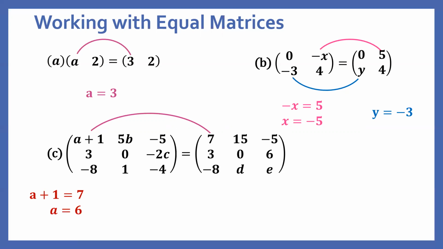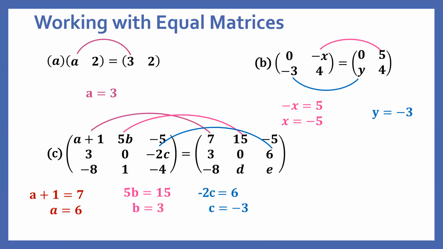Next, 5B will be equal to 15 and B equal to 3. Now, minus 2C will be equal to 6 and C equal to negative 3. D will be equal to 1. And finally, E will be equal to negative 4.